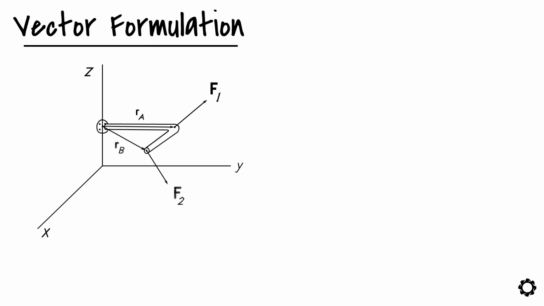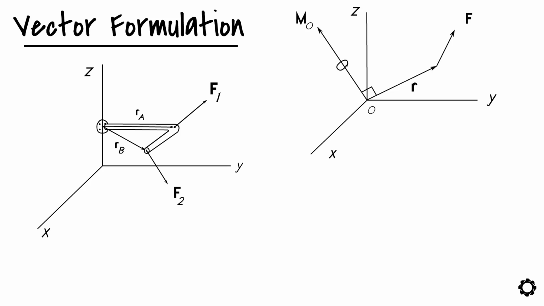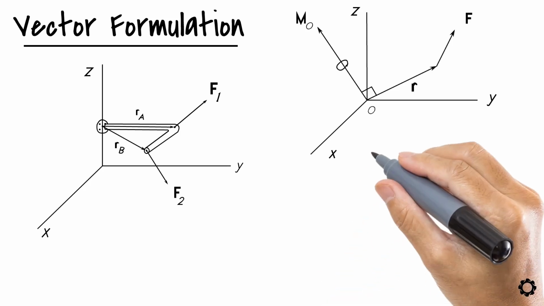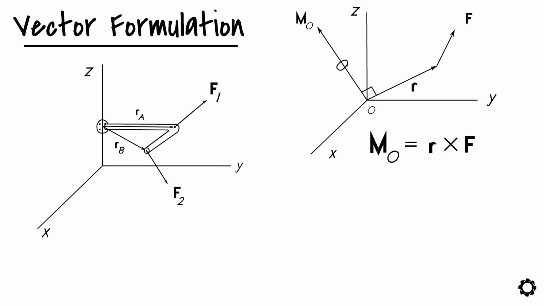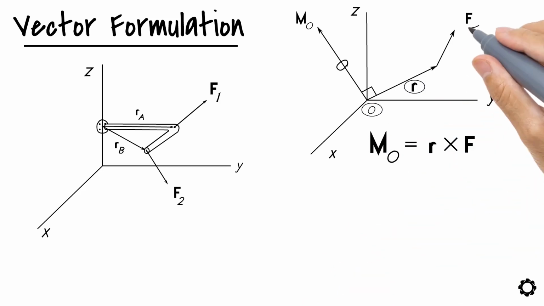As earlier videos have shown, vector formulation comes in handy when we have more complex problems than just problems which are in 2 dimensions. In vector formulation, the moment of a force about a certain point O is described as a cross product as follows. M_O equals r cross F, where r is a position vector drawn from the point O to any point lying on the line of action of force vector F.